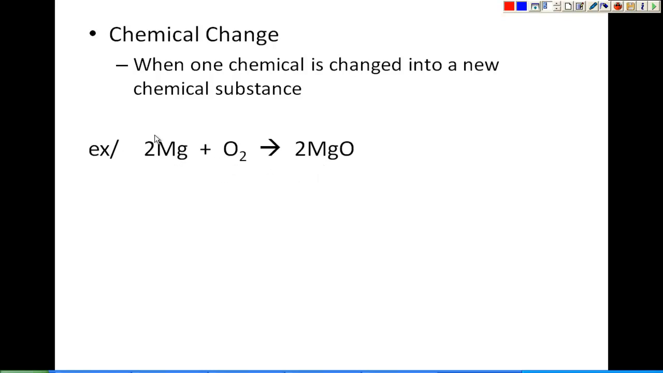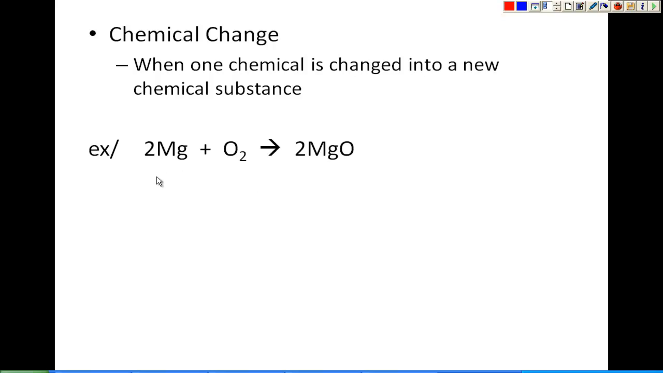We will do this demonstration in class where we take a very shiny metal and we're going to burn it, and it's going to make this kind of grayish powder at the end. And this is an example of a chemical reaction. The reactants are going to have completely different properties than the products.